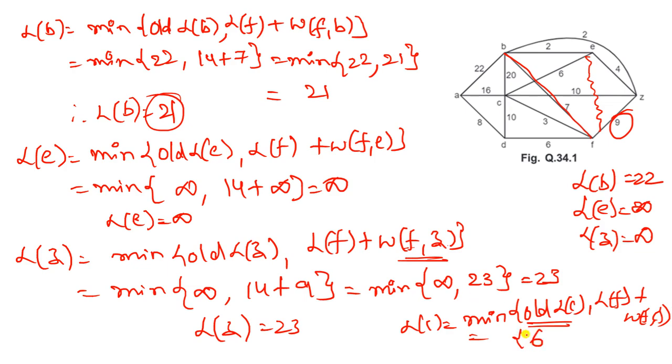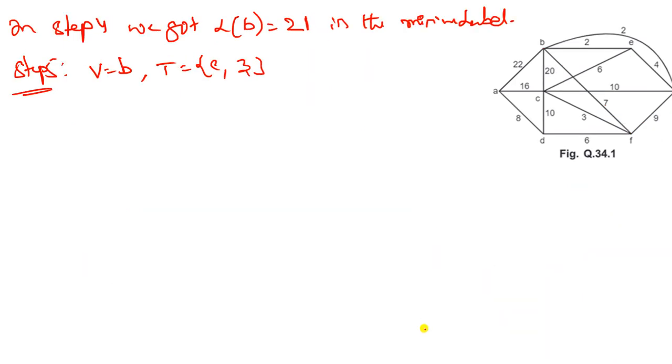So 16, you see here 16 comma L of F value is what? 14 plus weight between these 3 here. So from this we got 16. L of C is equal to 16. Okay, so L of B is 21, L of E is equal to infinity, L of Z is equal to 23 and L of C is equal to 16. Right? So this is in the step 4. So in step 4 what we got? L of C is equal to 16 we got. Actually the next minimum label is 16, not 21.